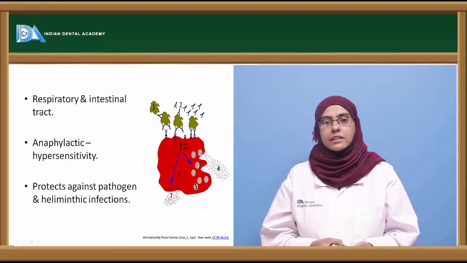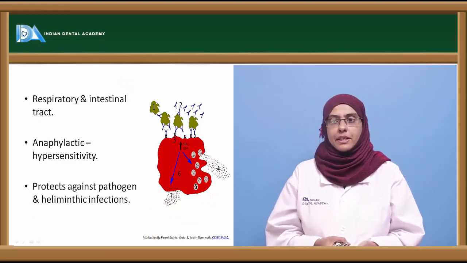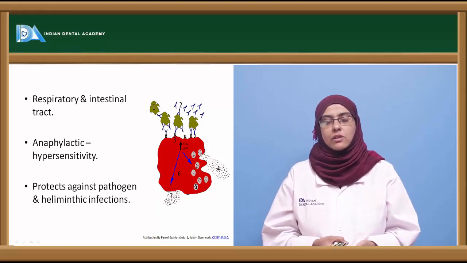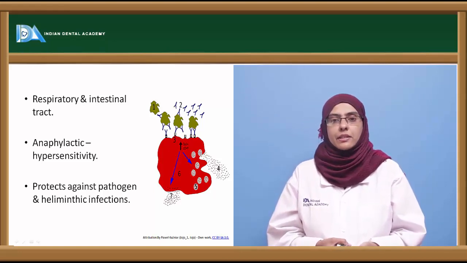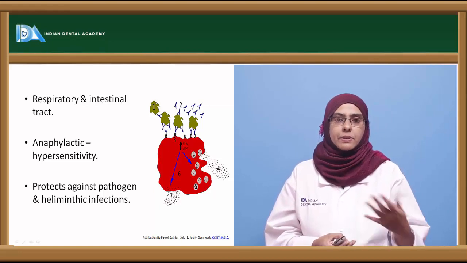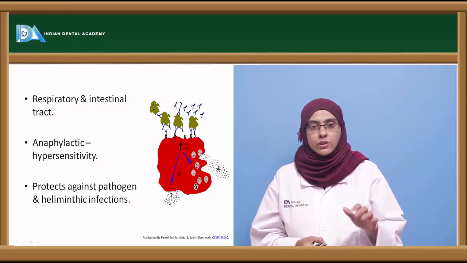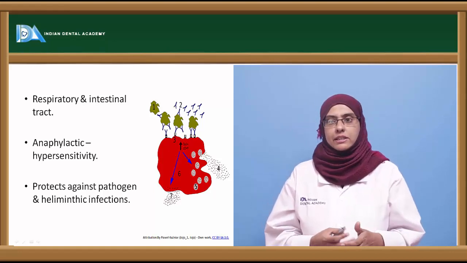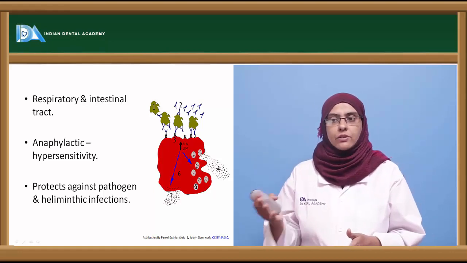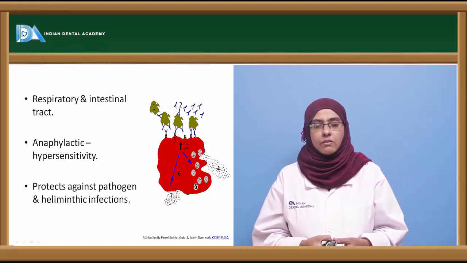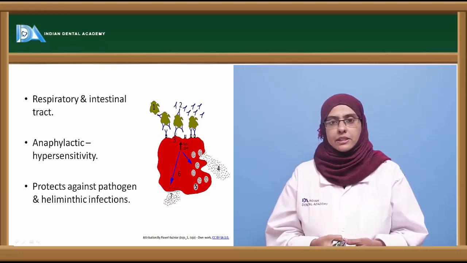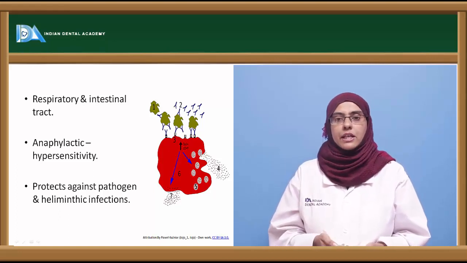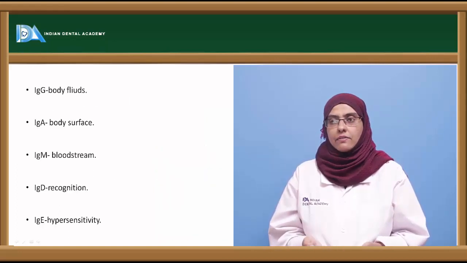And here these cells are distributed along the respiratory and intestinal tract, and when they interact with the mast cells of the respiratory and intestinal tract, they bring about their clinical effect in the respiratory region or the intestinal region. In the respiratory region, they cause hay fever, eczema, etc., whereas in the intestinal region, they can lead to food poisoning, and they are involved in anaphylactic hypersensitivity reaction. In a normal person, they protect against helminthic infections.